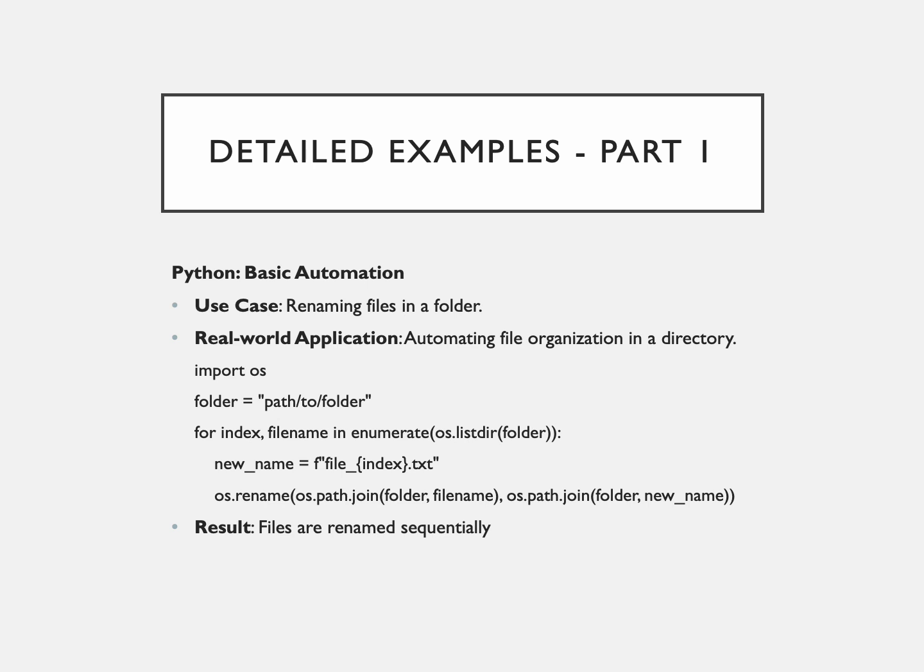So we can write this code. We can use import os, and then folder equal to the path of the folder. For index, file name in enumerate, we'll have a new name for the file name, and then we'll have that code. The result will be files are renamed sequentially. This is how we can run a simple 5-line code and rename all the files in a folder.